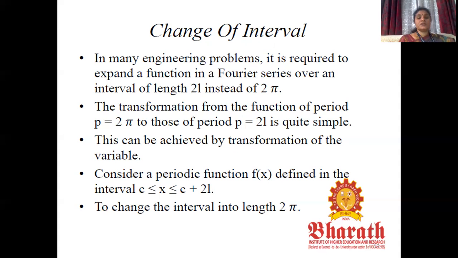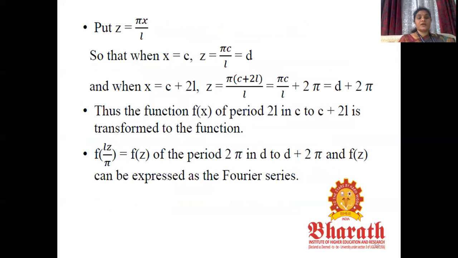To change the interval into length 2 pi, we are substituting z equal to pi x by l. So when x equal to c, z equal to pi c by l, which is equal to d. When x equal to c plus 2l, we get z equal to pi into c plus 2l divided by l. If you separate the denominators, you get pi c by l plus 2 pi l by l. If l and l get cancelled, the remaining is 2 pi. Already we know that pi c by l is equal to d, so we get d plus 2 pi.